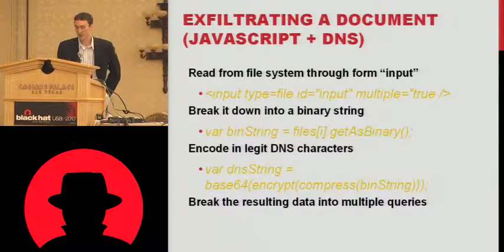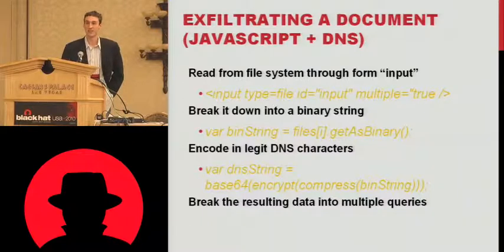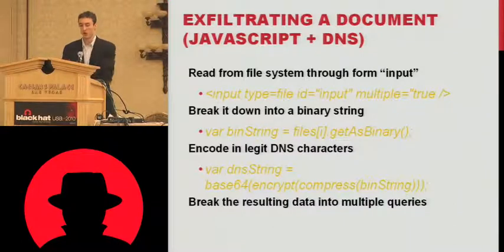And the first thing you have to do is break it down into a binary string and encode that into your legit DNS characters, which is the modified base64 form I showed you a while back. So you have your binary string, you compress it, encrypt it, and base64 it. Then you can break that into labels that you can stuff into multiple queries to exfiltrate out.